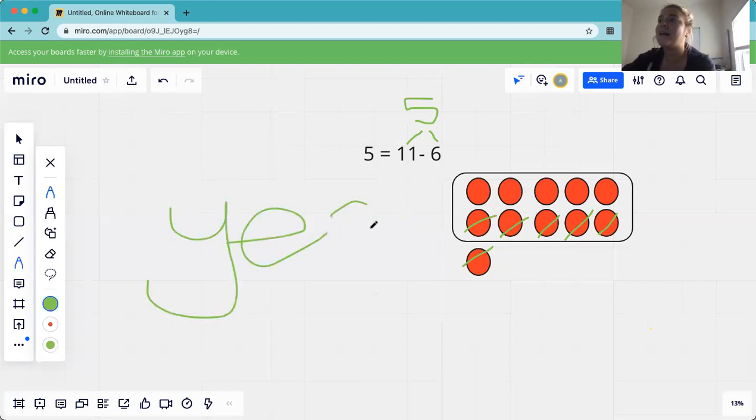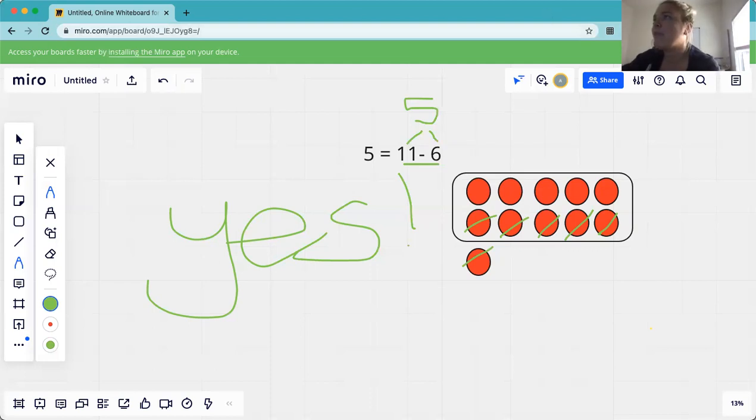Yes, it does. Because 11 minus 6 equals 5. So 5 equals 5. So that is correct. So we're going to go ahead and I'm going to let you try one on your own. So it might be true. So we've done 2 true equations, or it might be false. So I'm going to see if it would be true or false.